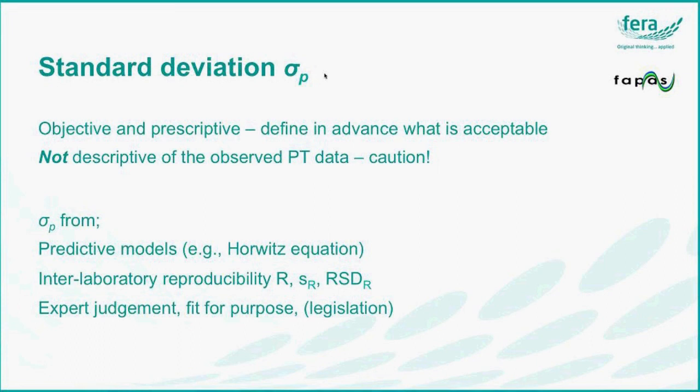Where do we get these values from? Well, we might use predictive models, values from interlaboratory reproducibility, typically collaborative trials, or we might use expert judgment where none of these are suitable. They might be defined in legislation.